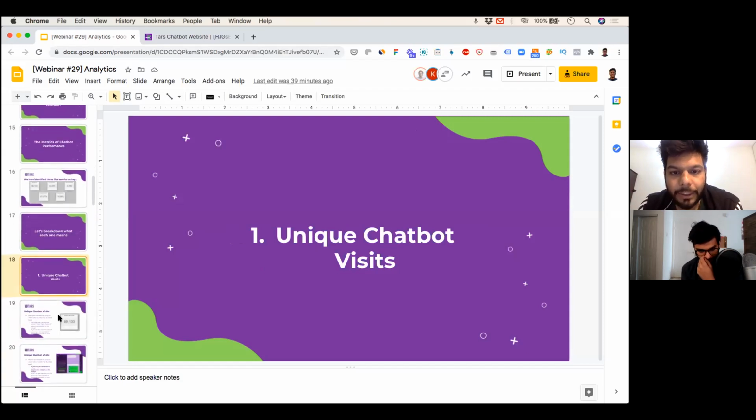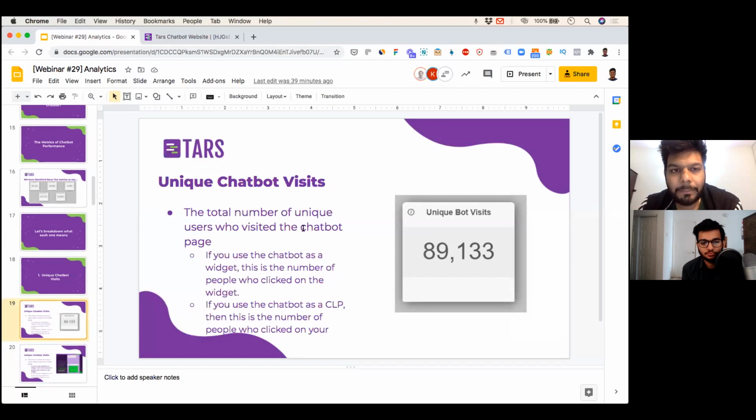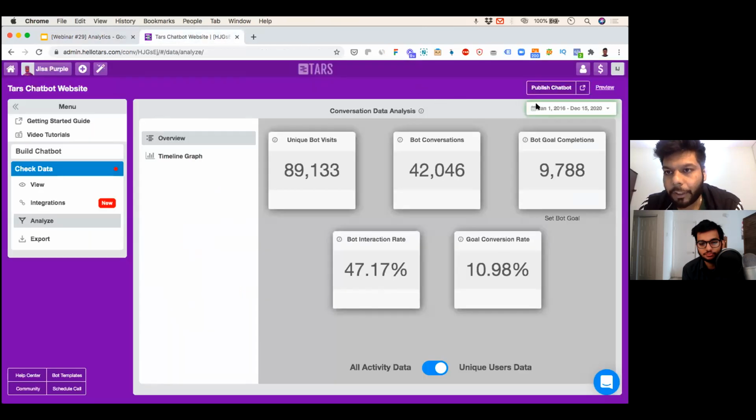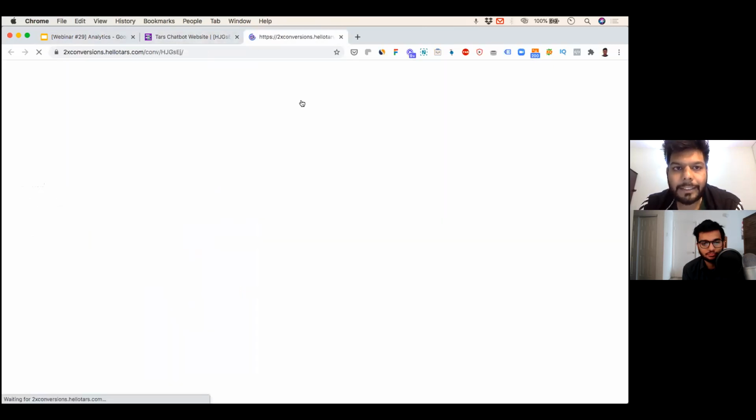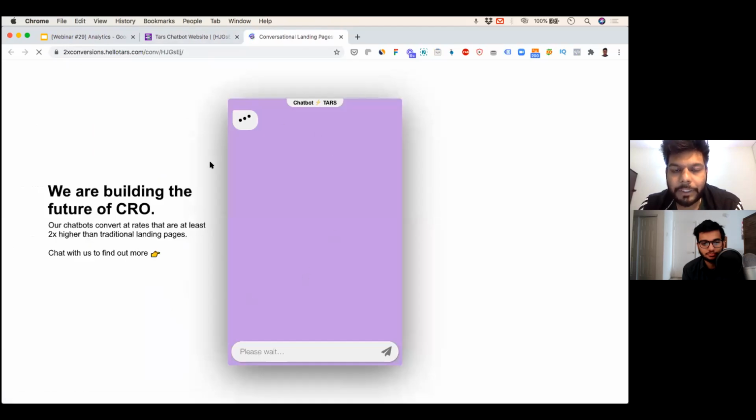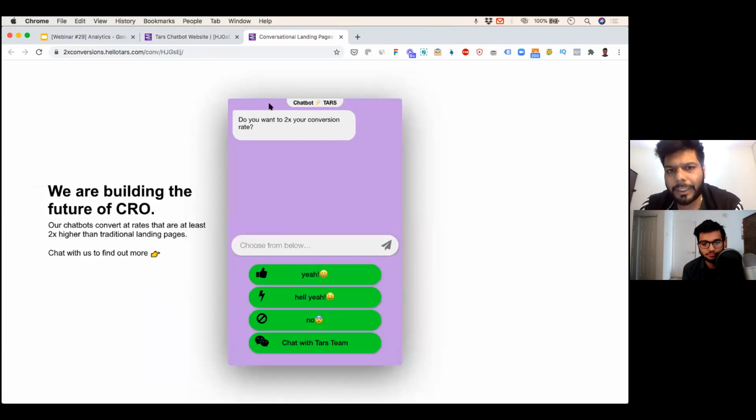The first one is the unique chatbot visits. In very simple layman's words, it's the number of unique people visiting your chatbot over a defined time range. It could be a month, a year, a week, whatever it is, but you can filter down the number of unique people coming to your chatbot. There are primarily two ways of using a chatbot. You can either use it as a part of your existing website, or as a standalone conversational landing page, like it is right here. Or you could use it as a widget, like the little chat widget on the bottom right of the screen on our website.